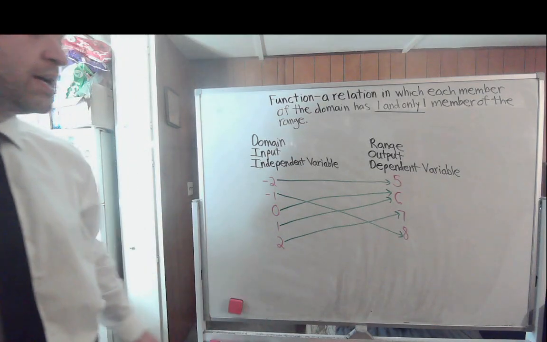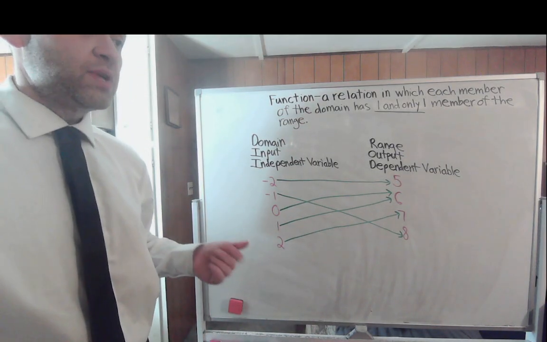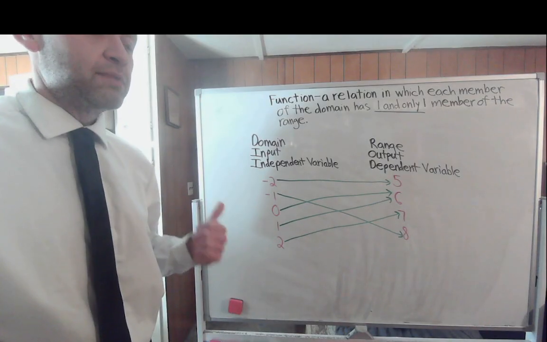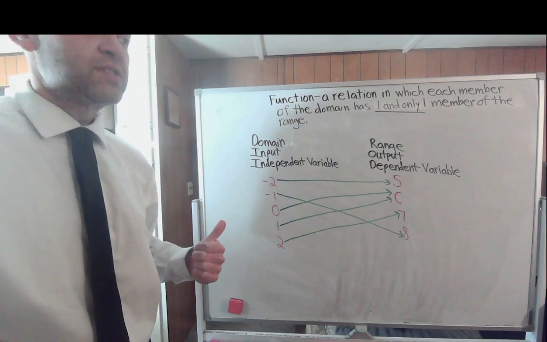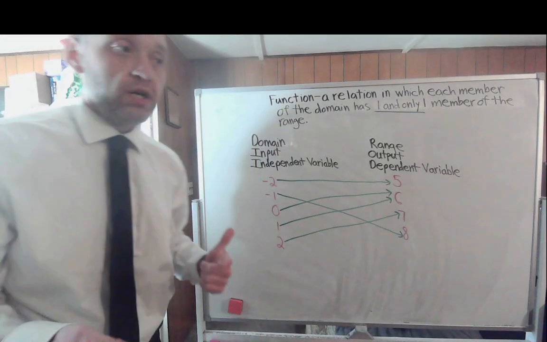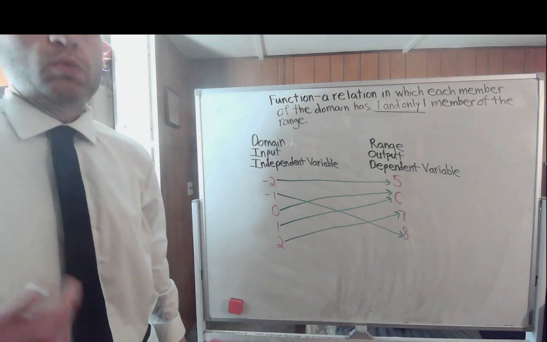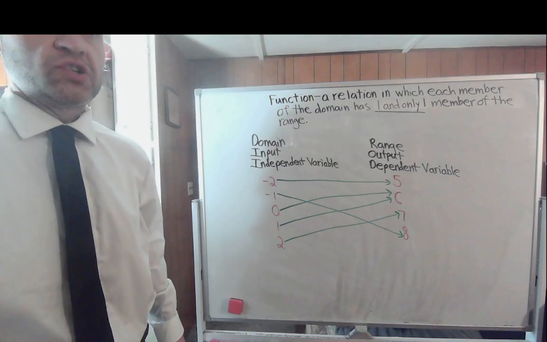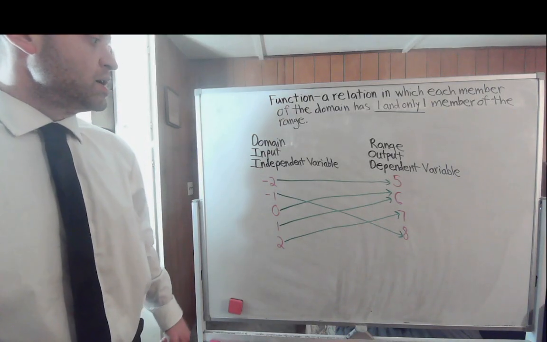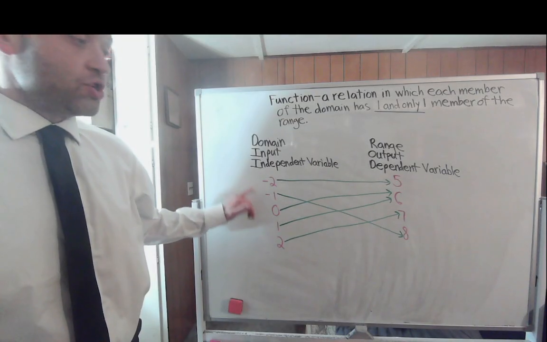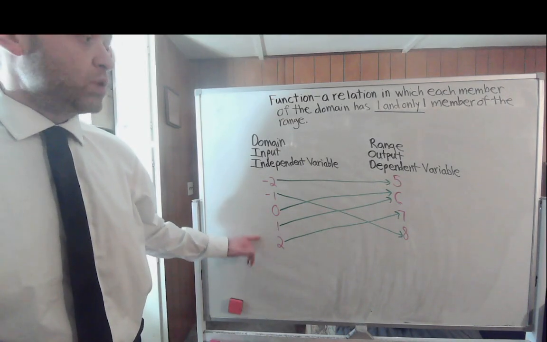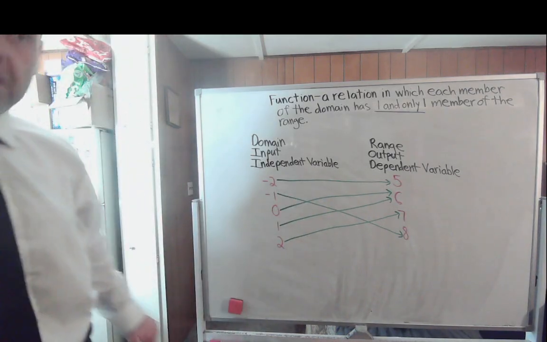function. And in a function, it's okay if the range corresponds to more than one member of the domain. It just wouldn't be one-to-one, which in a few lessons we'll talk about one-to-one functions and inverse functions. But as long as each member of the domain only has one member of the range, it's a function.